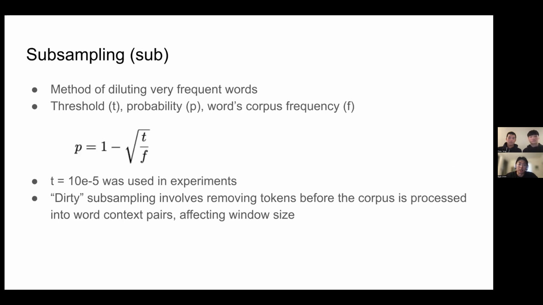The next one I'll be talking about is subsampling. The formal definition is that we randomly remove words that are more frequent, using some threshold t to calculate a probability p at which we remove the words. The threshold t in this experiment was 10 to the -5. A sub-method of subsampling is dirty subsampling, which involves removing tokens before the corpus is processed into word-context pairs, and this in turn affects the window size.